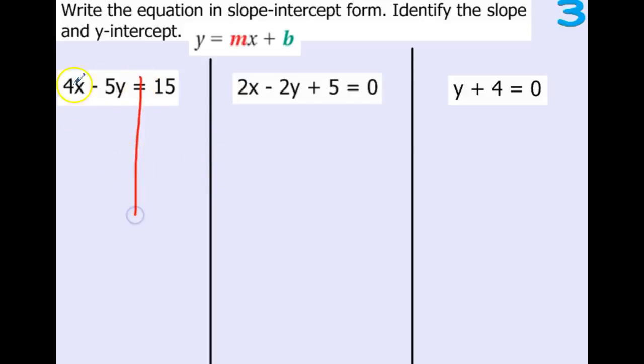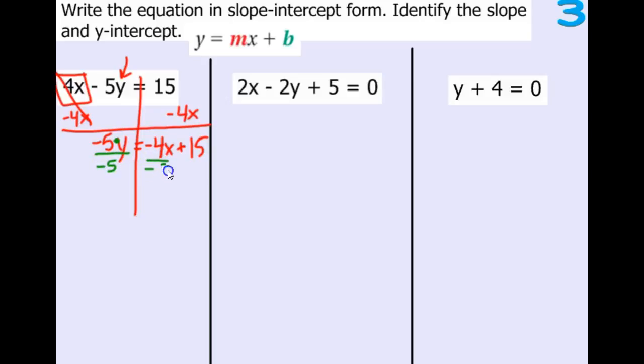I'm going to solve this one. Get rid of my x's because we want y by itself. I'm going to subtract 4x over to the other side. We have negative 5y, and then write your x's first, negative 4x plus 15. And then last, the opposite of multiply is divide. So we're going to divide by that number, negative 5, on both sides.